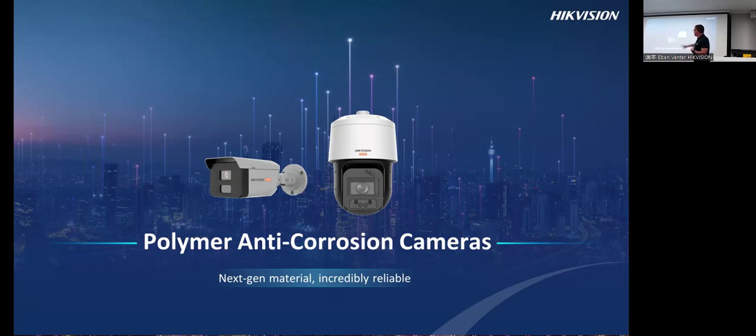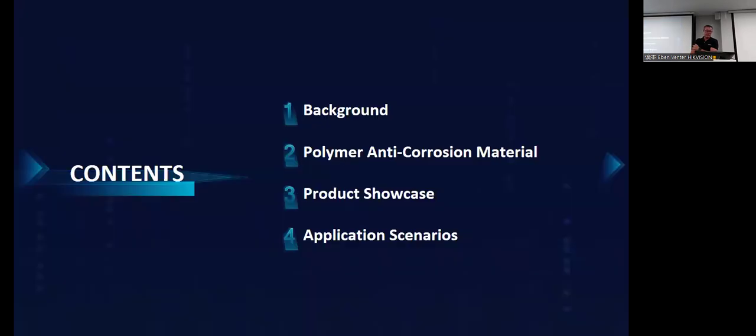So we've launched this new Polymer anti-corrosion camera. We have other ones called the 316L steel cameras, which I'll also quickly show you, which is more for anti-corrosion, but they're extremely pricey and heavy and all that. You don't really want to spend that money on a camera. We have these new ones now, which is a lot better. We're going to showcase the background of Polymer, what it is and how it works, the product showcase and application scenarios.